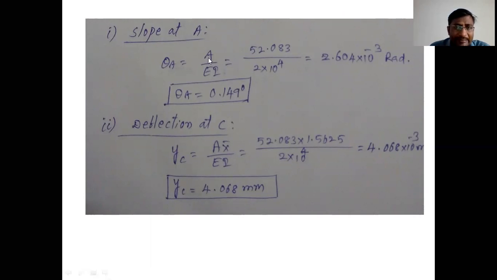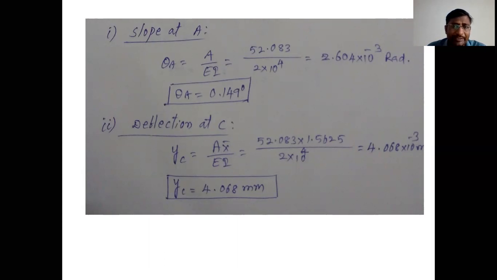Slope at A, theta A, the formula is area by flexural rigidity, taking the area between A and C only. So 52.083 divided by 2 into 10 to the power of 4. Do you get it, my students? So we get 2.604 into 10 to the power minus 3 radians. The slope is always obtained in radians. If you convert into degrees, you should multiply that value by 180 and divide by pi.